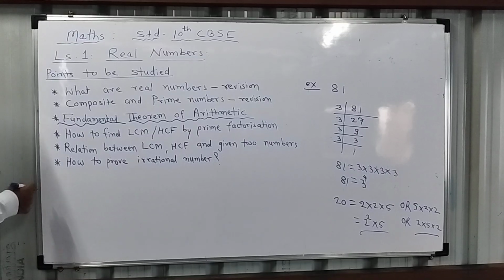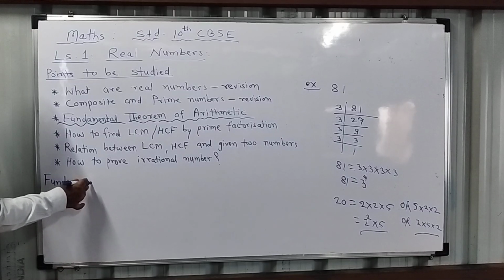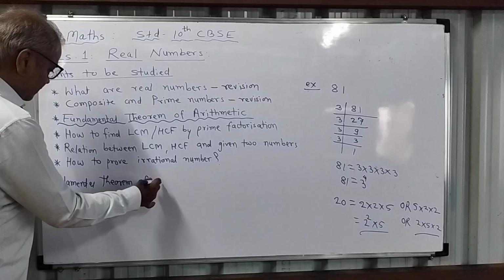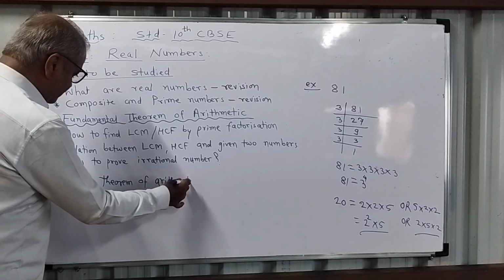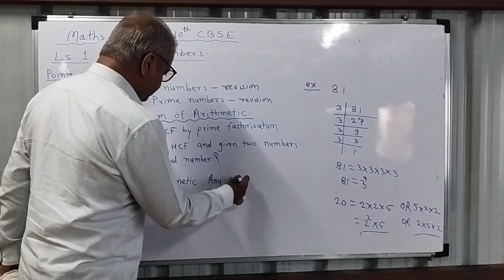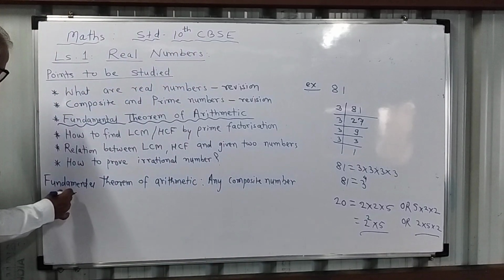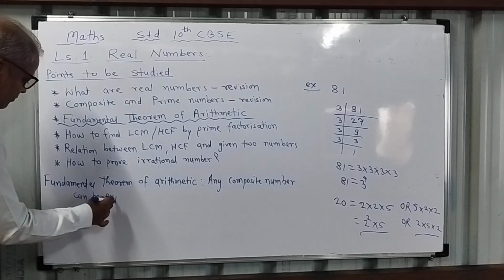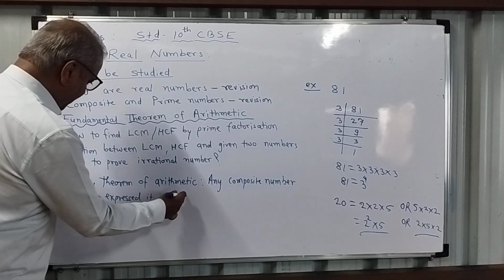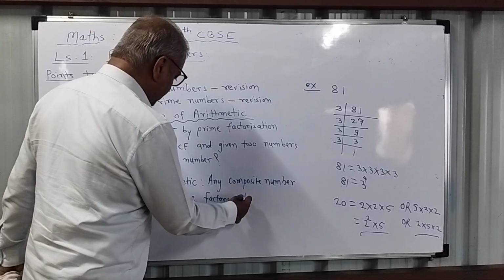So we will write the statement for the fundamental theorem. Fundamental theorem of arithmetic: any composite number can be expressed in its prime factors, which are unique.